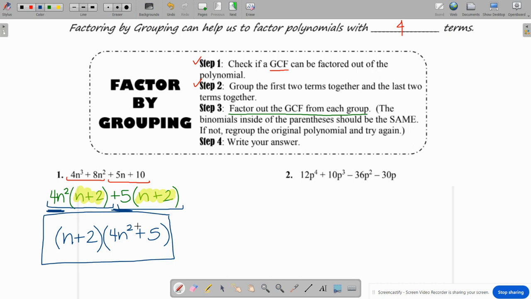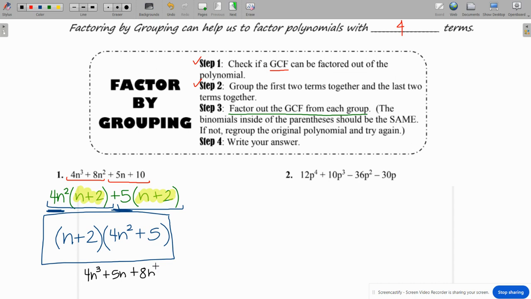So if you want to check your answer, which I think is always a great idea, you would go through and multiply your binomials, right? n times 4n squared is 4n cubed. n times 5, that's plus 5n. 2 times 4n squared is plus 8n squared. And 2 times 5 is plus 10. Now, this isn't written in the same order, but if I were to rewrite this in standard form, I would get back to the original problem, which means we did the question correctly.